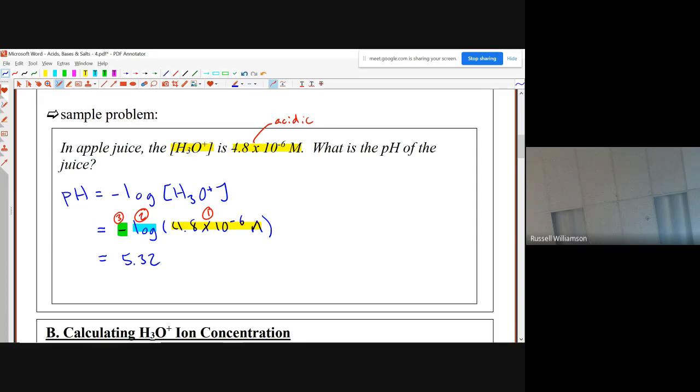Now, for those of you at home, you probably have your own calculator. So I'm going to have you enter this exactly the way you see it. Your calculator will work in the exact reverse. So you're going to key in minus log 4.8 times 10 to the minus 6, and then either the equals or the enter key, and you should get the same answer.